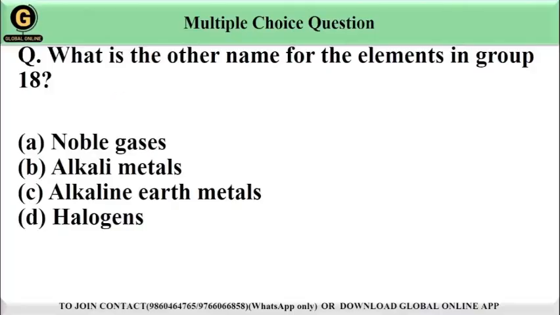What is the name of the element of group 18? We have options here. Option A, noble gases. Option B, alkali metals. Option C, alkaline earth metals. And option D, halogens. So friends, the elements in group 18 of the periodic table are known as noble gases.